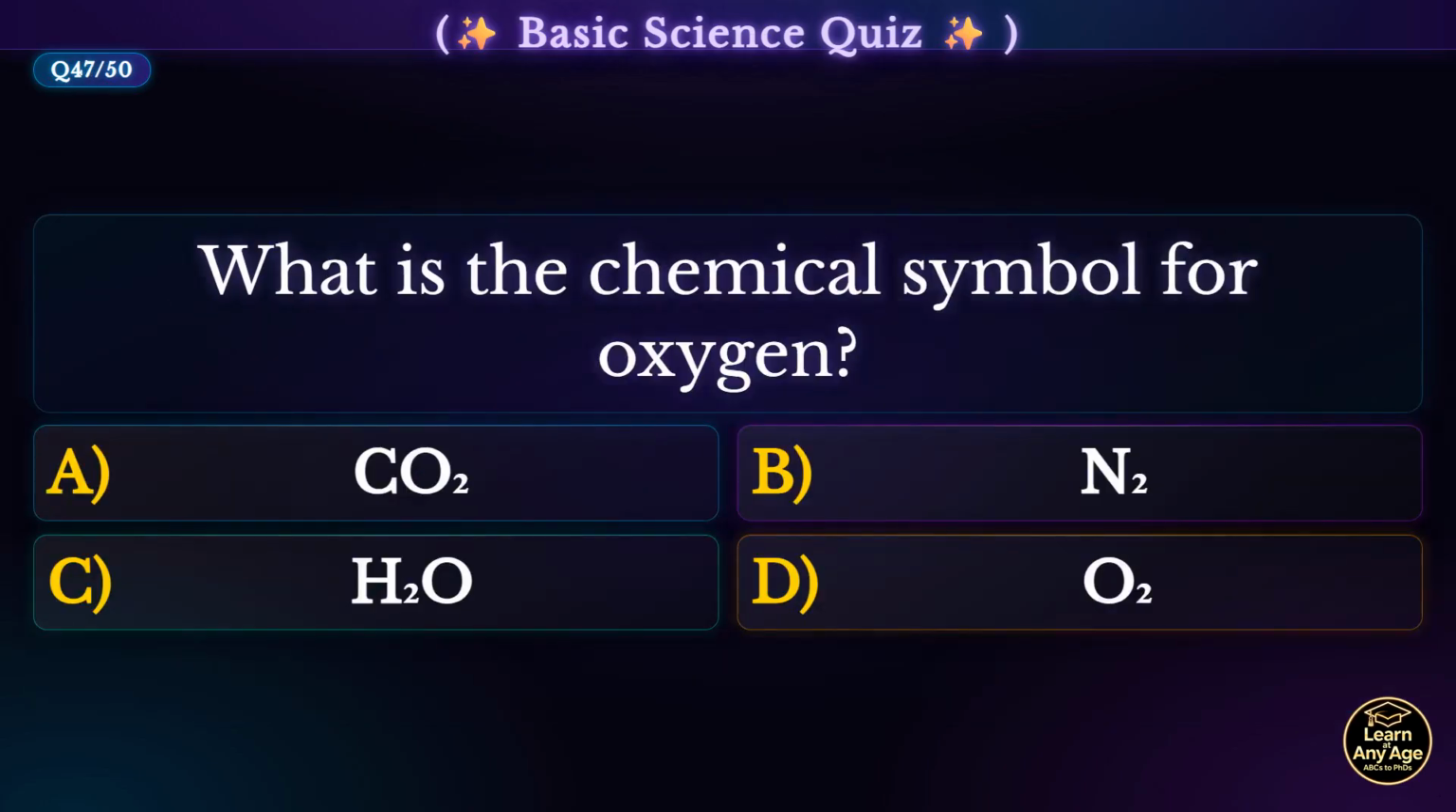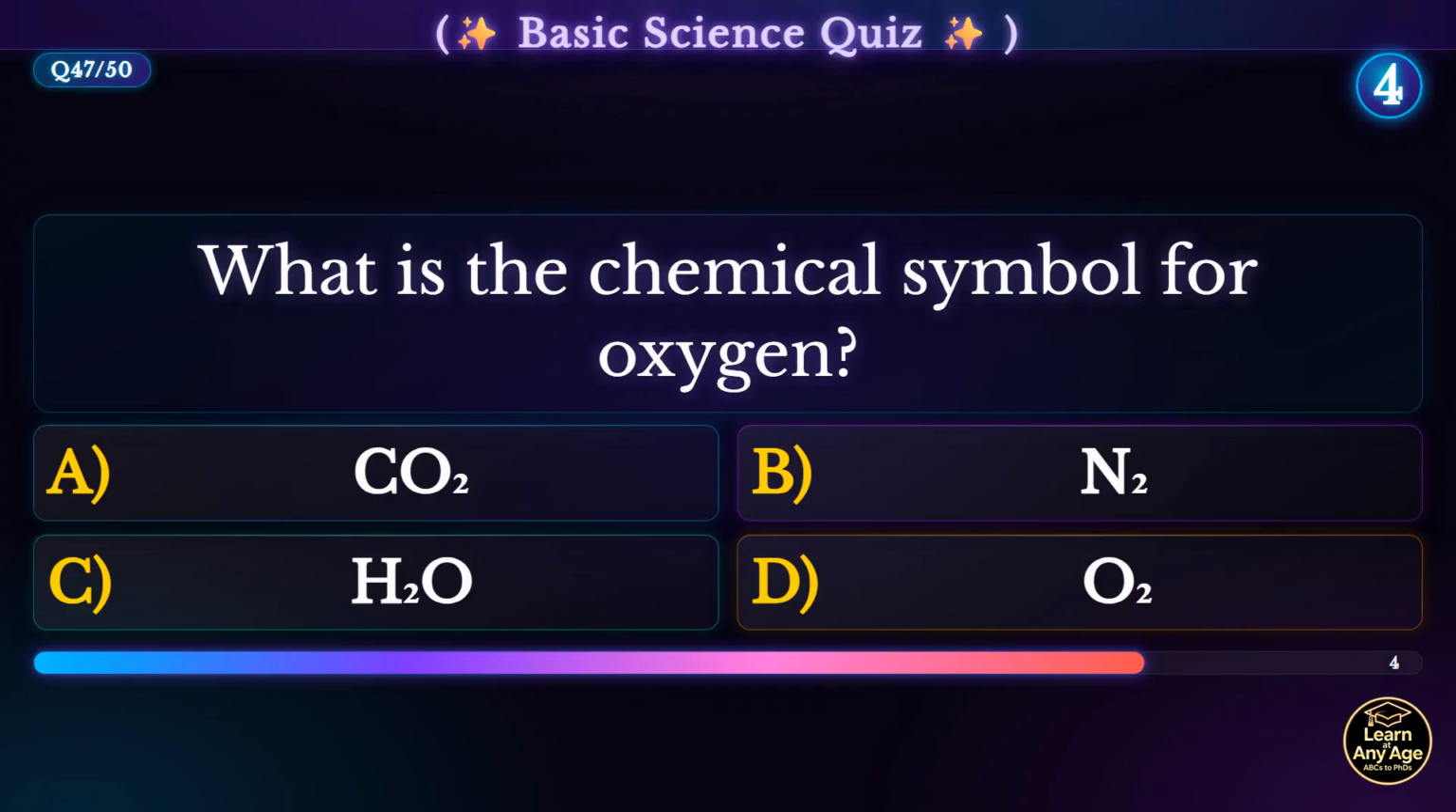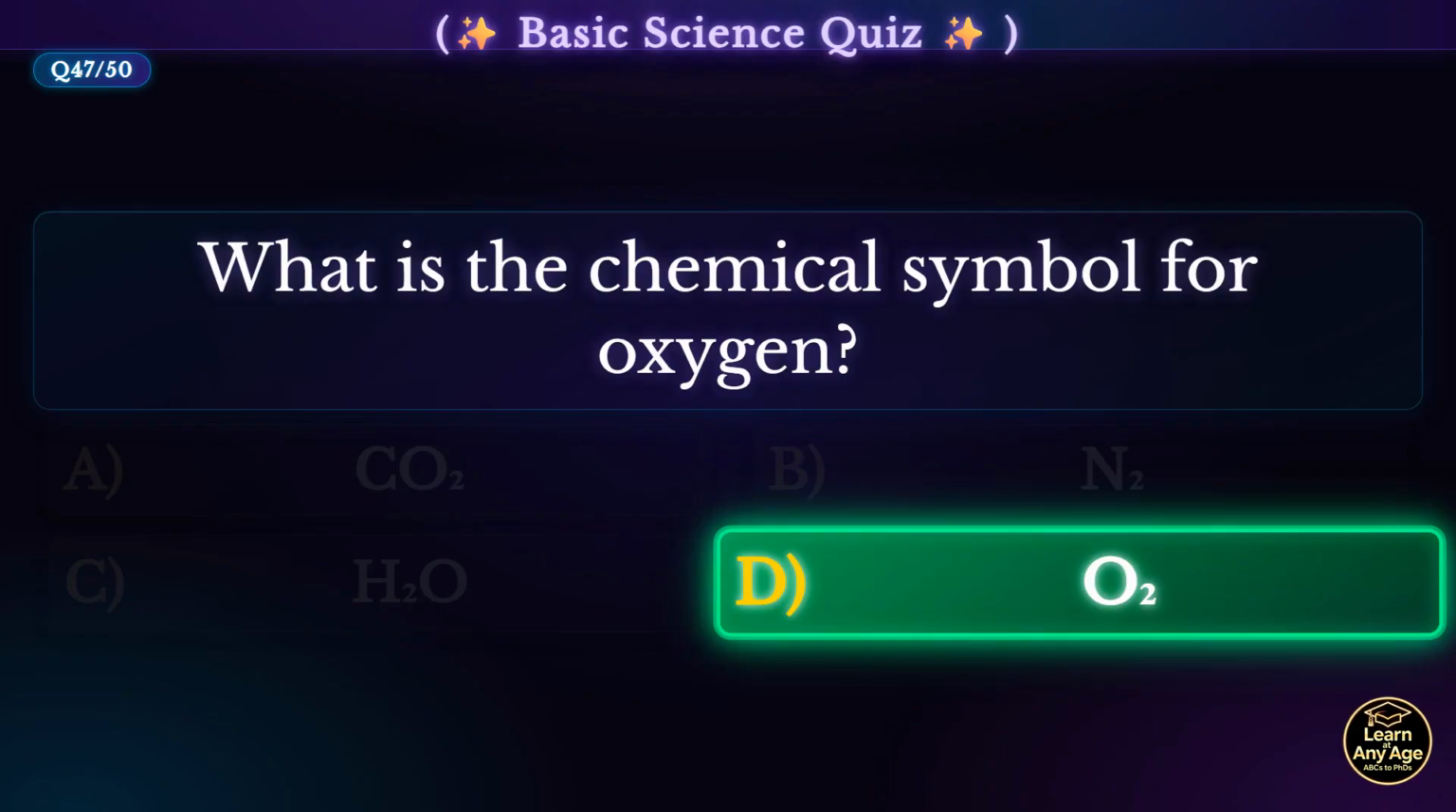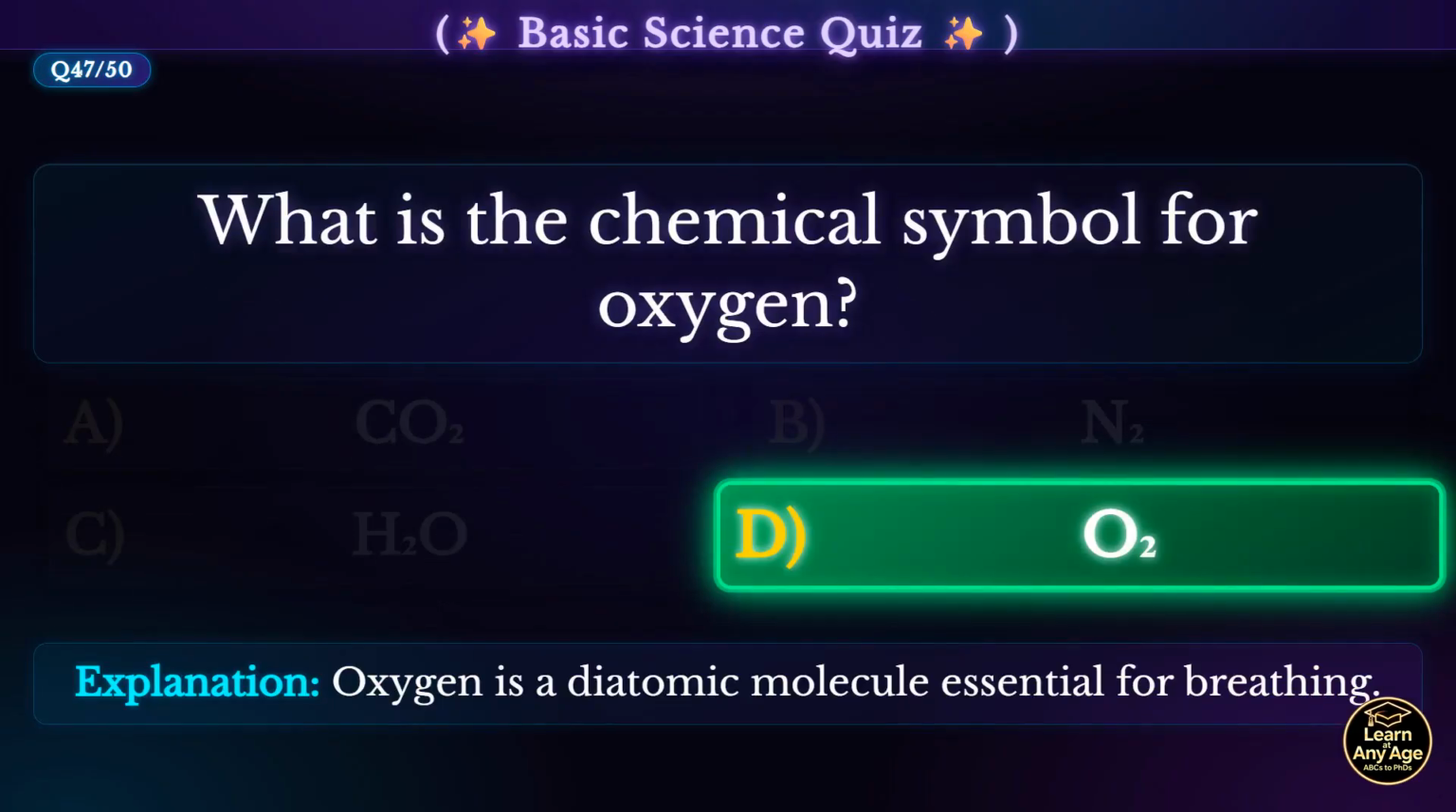What is the chemical symbol for oxygen? CO2, N2, H2O, O2. O2. Oxygen is a diatomic molecule essential for breathing.